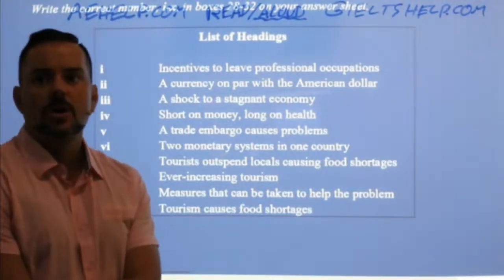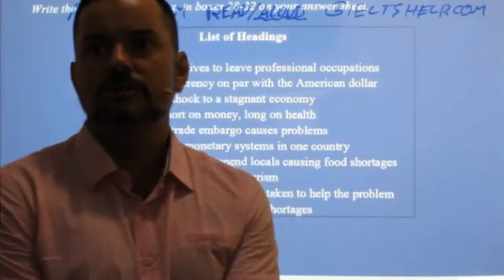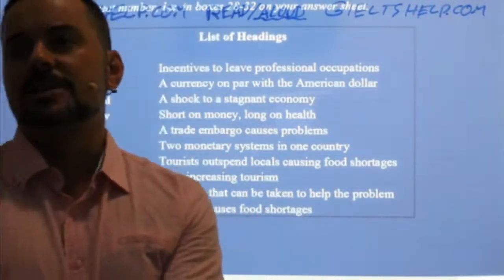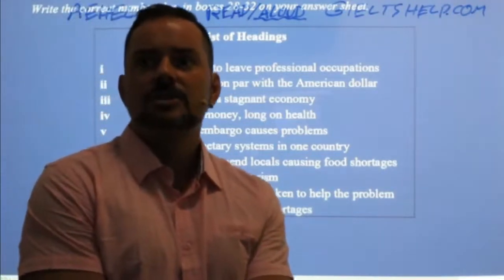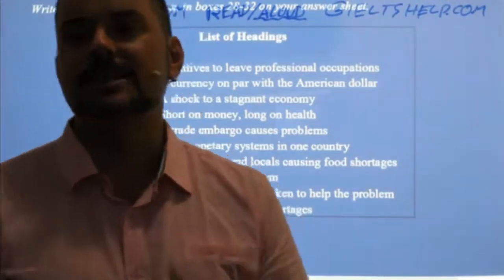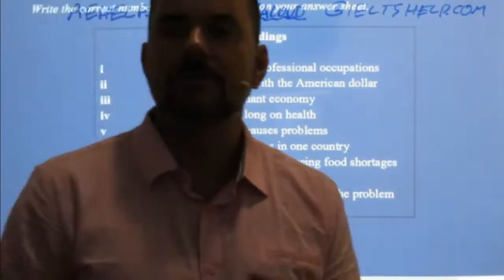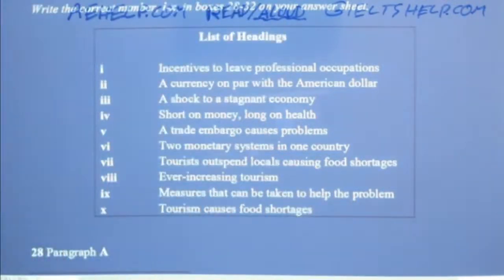Okay, so Ois says shortage of food due to tourism. Puiti says shortage of food due to tourism. Abhishek says because of tourism, there's a shortage of food. Bagchan says tourists cause food shortages. So that's the kind of consensus that you should have when you read these. And of course, 10 is correct. Okay.